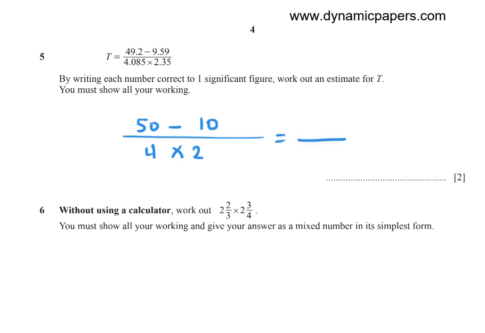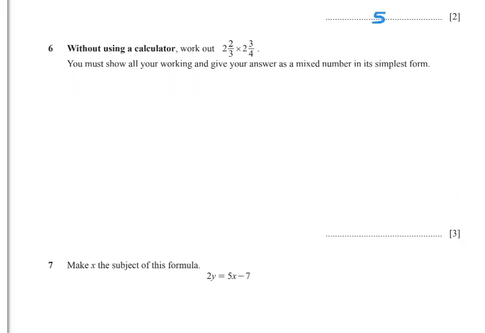Now 50 minus 10 equals 40. 4 times 2 equals 8. 40 divided by 8 equals 5.